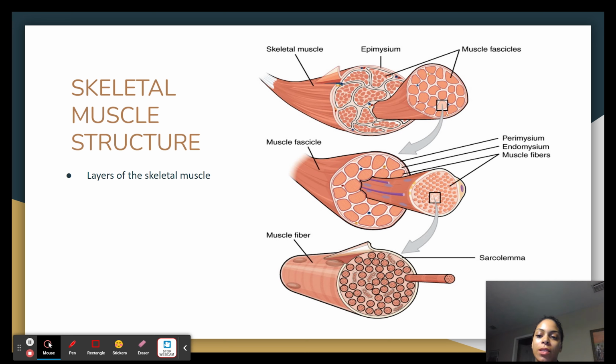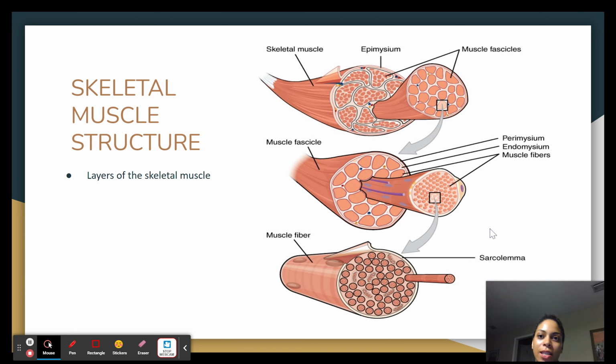Here we have the skeletal muscle structure. Our muscles are wrapped in connective tissue called the epimysium. Inside the epimysium, you have the muscle fascicles. Inside the muscle fascicles, you can find the muscle fibers, which are covered by the perimysium and the endomysium.